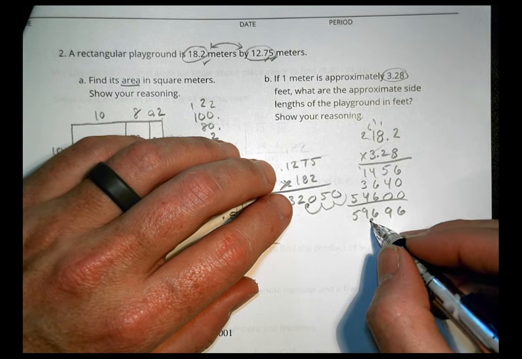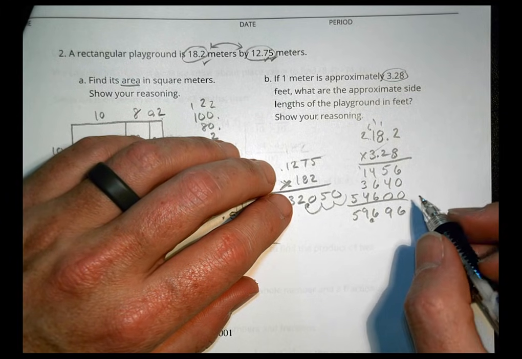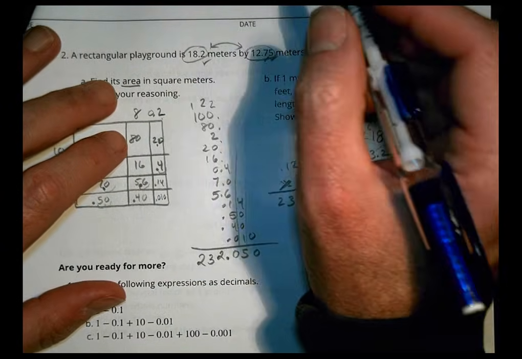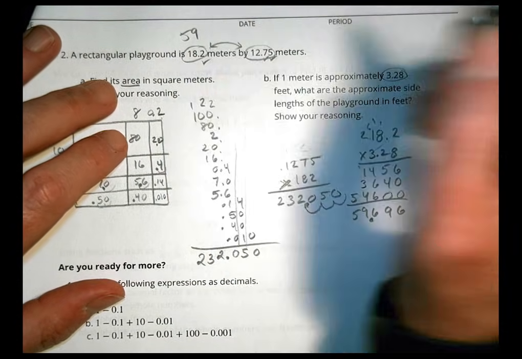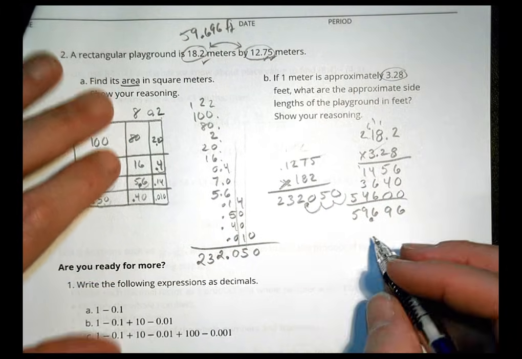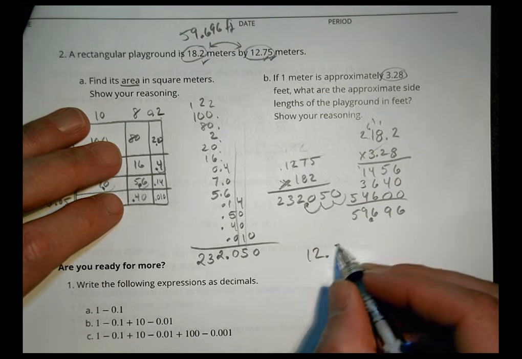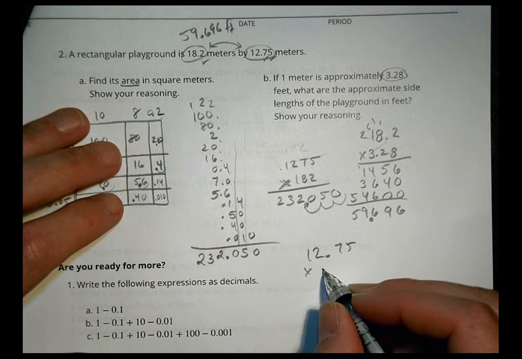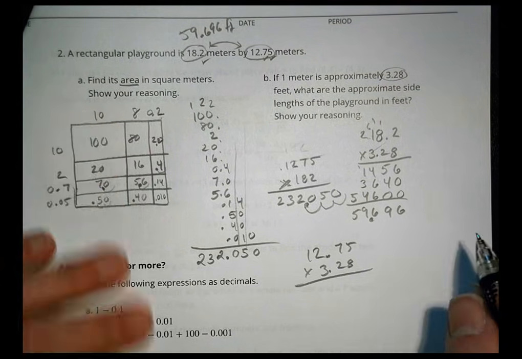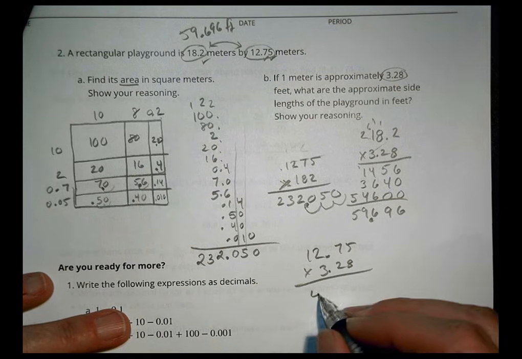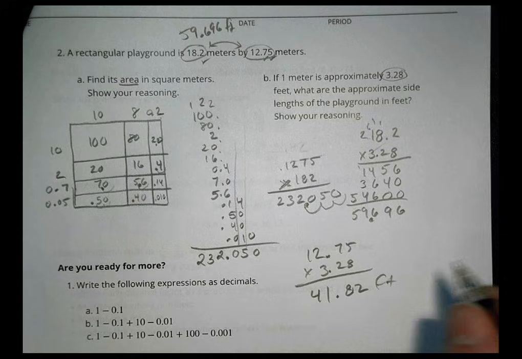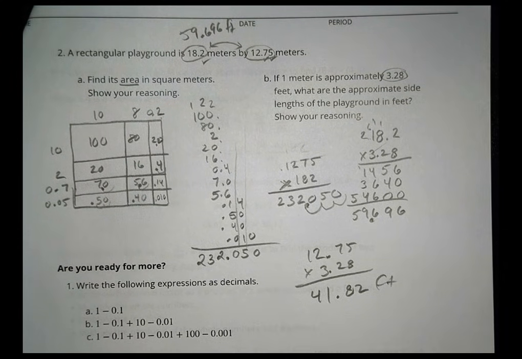So 59.696 is going to be the length here. So the 18.2 is 59.696 feet. And the other measurement is going to be the 12.75 times 3.28. And you multiply it out with a calculator or long division, you end up with 41.82 feet for the other length there. Okay? And that is the basic idea.